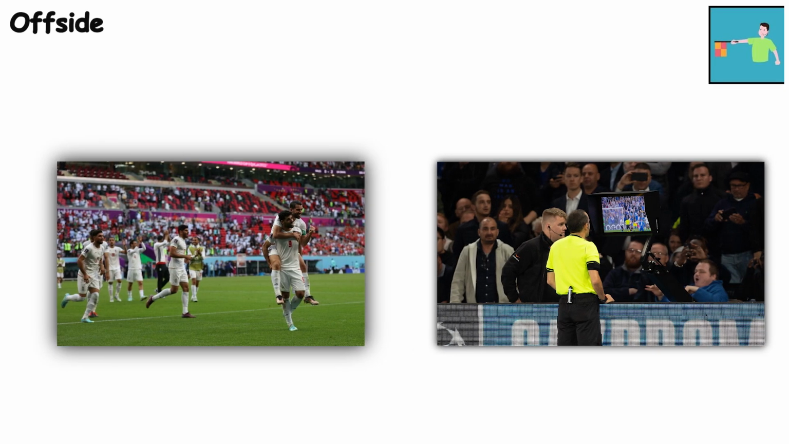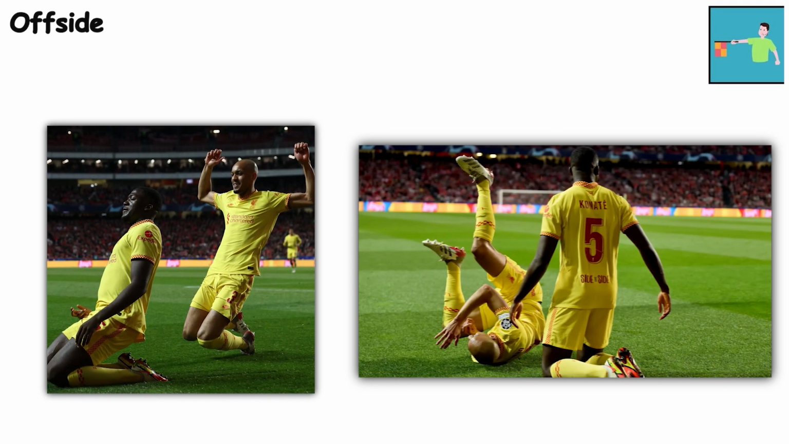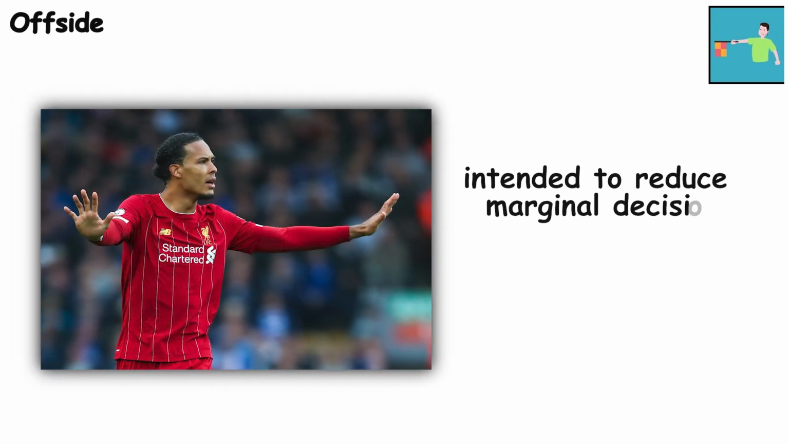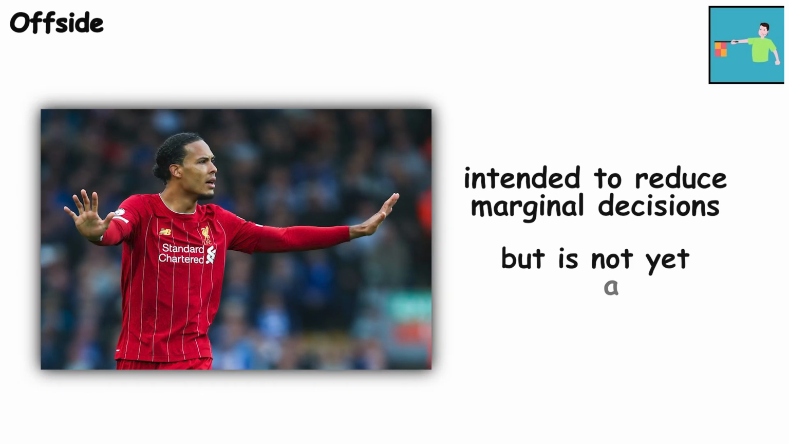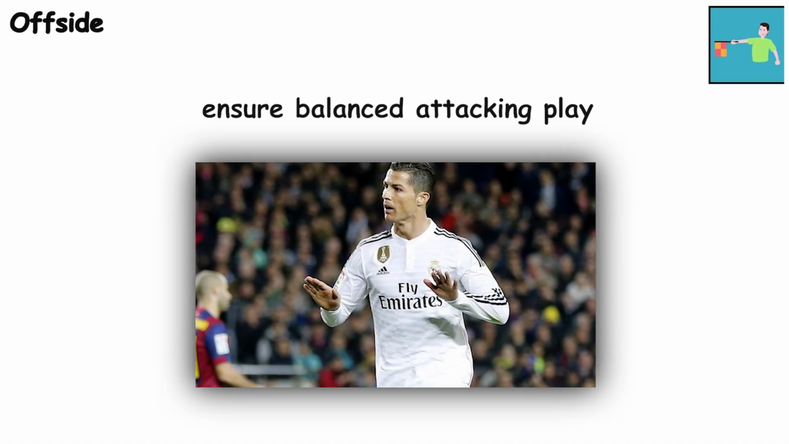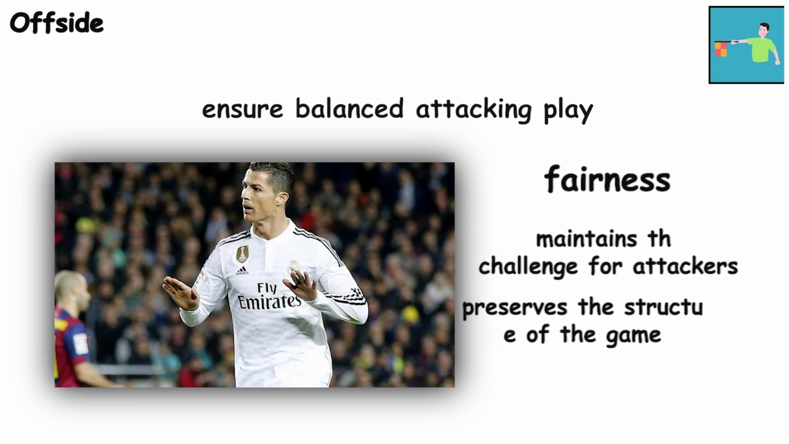A new concept under trial is called the daylight rule. Under this proposal, an attacker must be visibly ahead, not just level, to be flagged offside. If any part of their head, body, or feet is exactly level with the last defender, they would be considered onside. This change is intended to reduce marginal decisions but is not yet adopted in official laws. The offside rule exists to discourage players from gaining an unfair positional advantage and ensure balanced attacking play. It promotes fairness, maintains the challenge for attackers, and preserves the structure of the game.